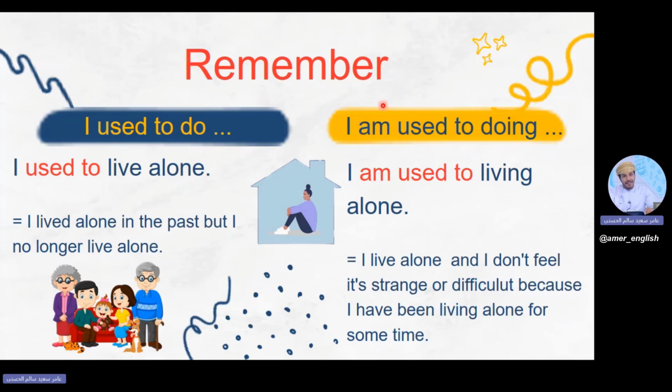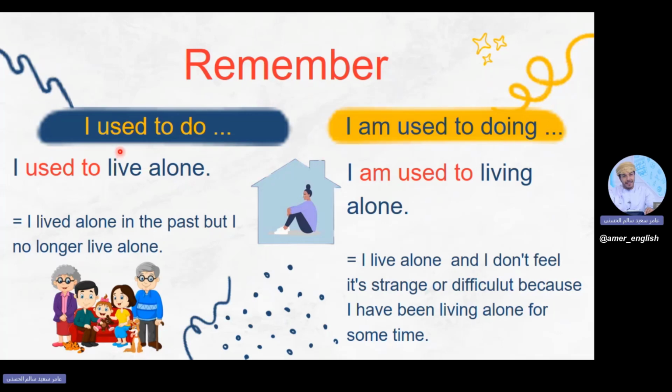So here we have the helping verb am, the verb to be. To do, but here infinitive, but here gerund, to doing. And we studied gerunds and infinitives in theme 3, if you remember. But this one, I am, or he is, or they are, the verb to be plus used to plus gerund. So let's focus on both of them.